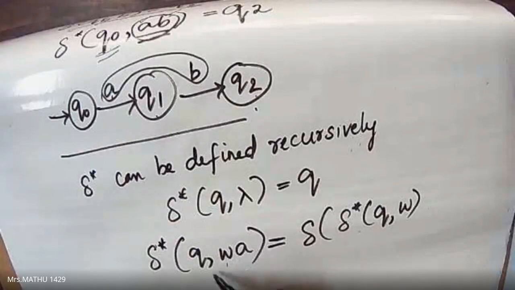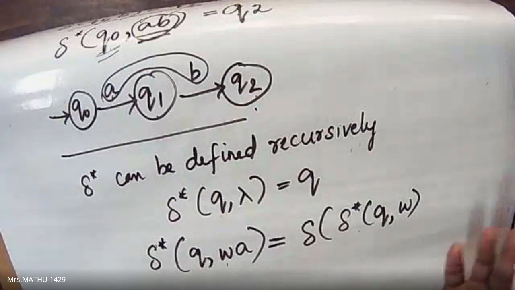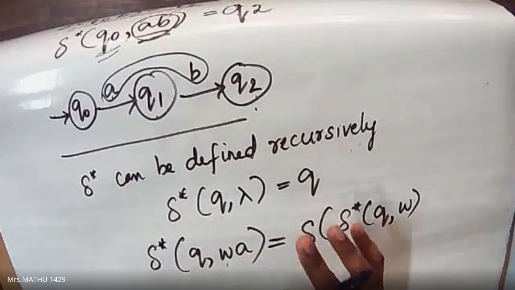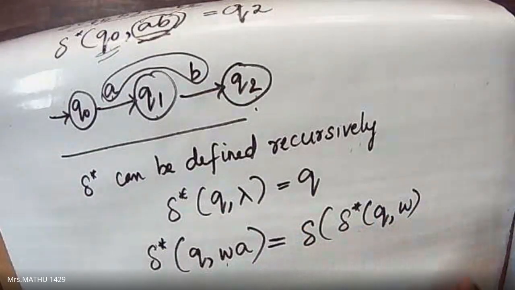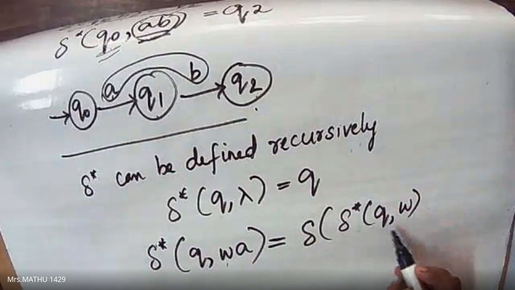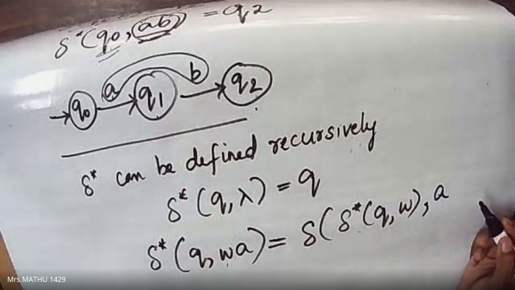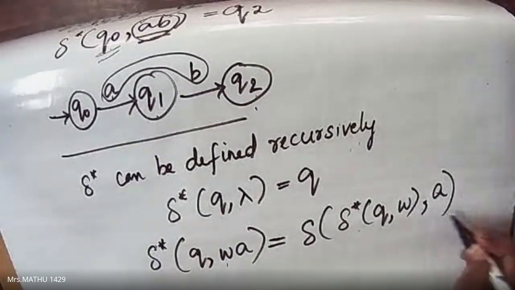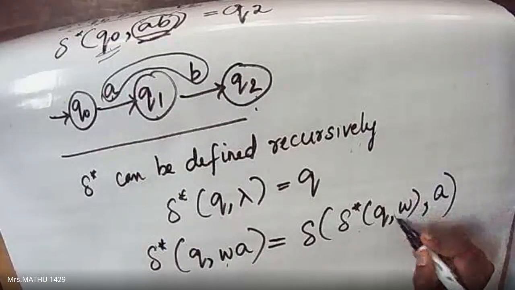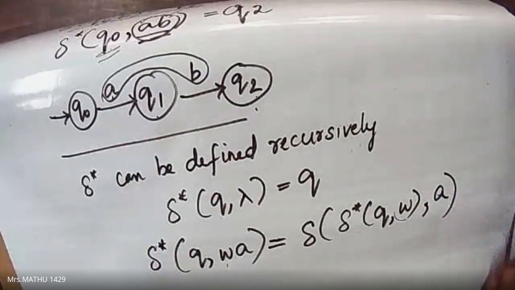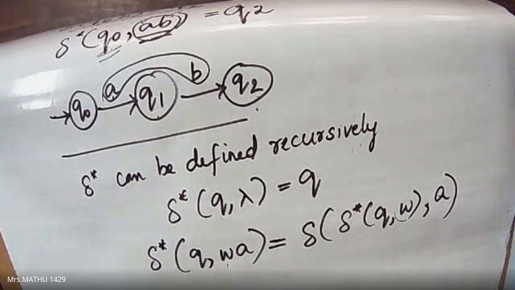It is not only two input symbols, it can have any number of symbols in the string. The first symbol in the string we are going to read first, then the remaining will be available in the outer section. This is how we are going to read. This w again may be a string, so we keep on reducing it until we get the empty string. This is how we are going to write it.